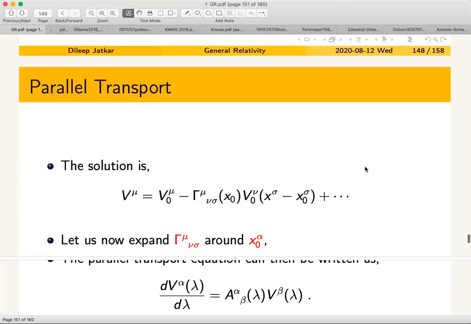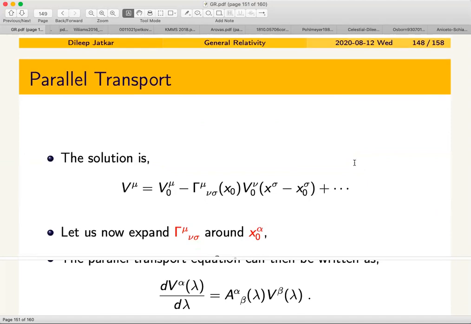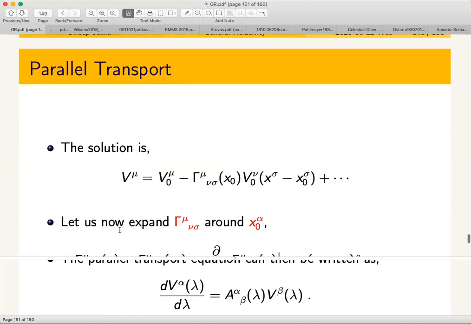Fine. So what we'll do is we'll use the following form of the solution. We write down v mu to be v0 mu minus gamma mu nu sigma defined at x naught times v0 nu times x sigma minus x naught sigma.